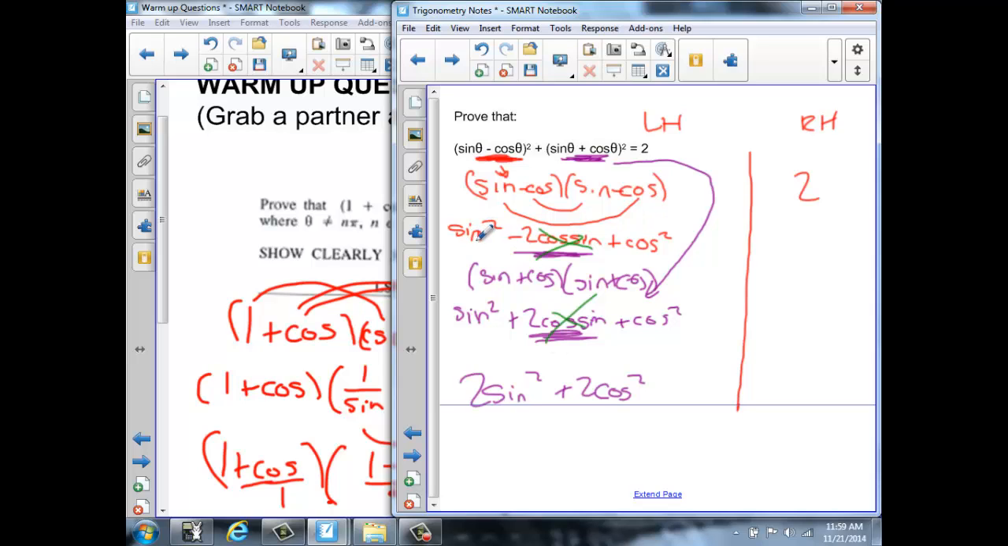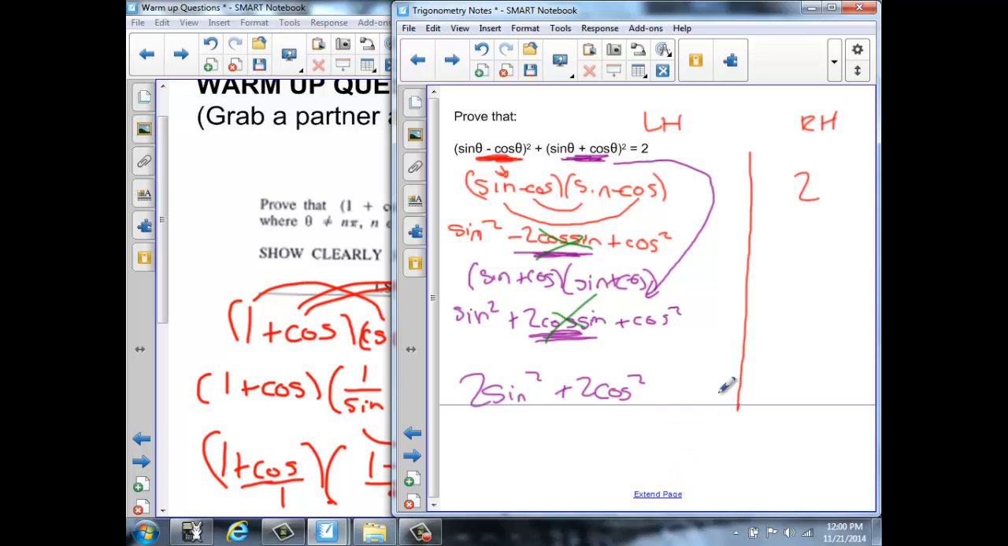This sine that you got from the first foiling and this sine from the second foiling, they'd add, so you'd have 2 of them. This cosine from the first foiling and this cosine from the second one would add, so you'd have 2 of them. But this middle term and this middle term, one is positive, one is negative, they would cancel.